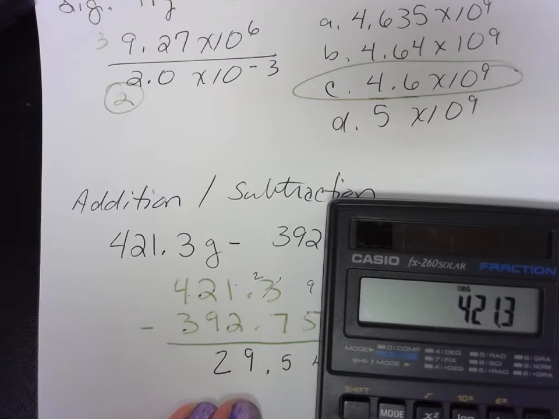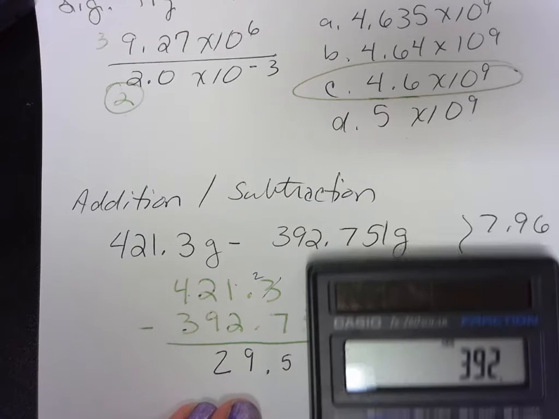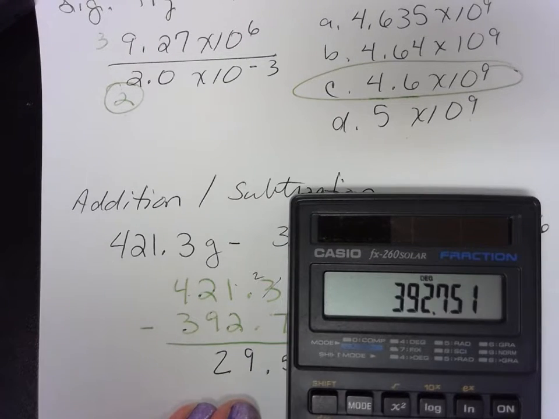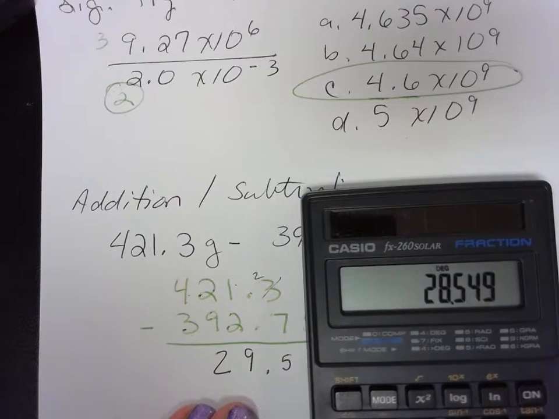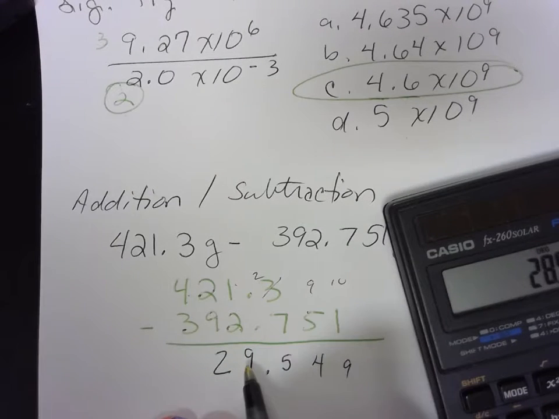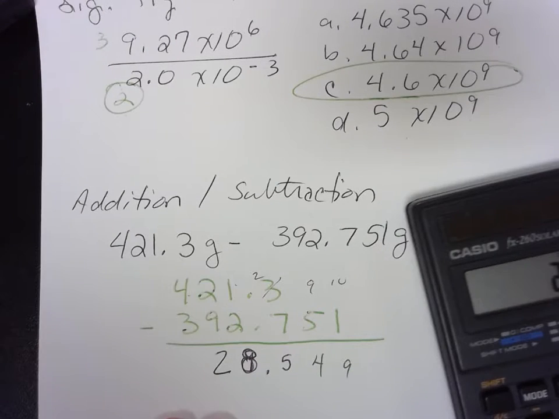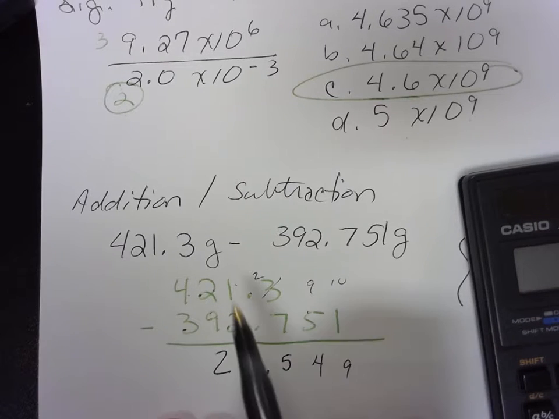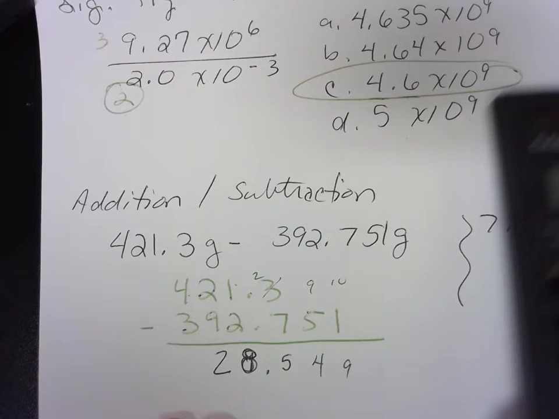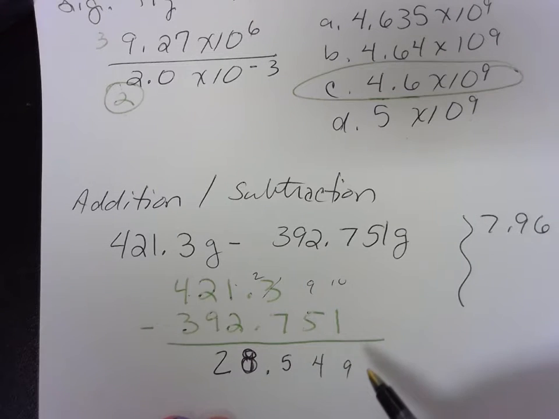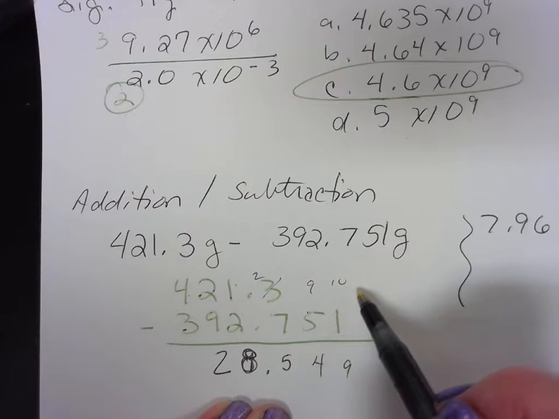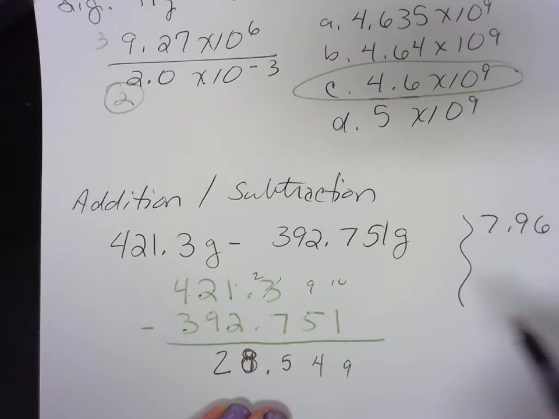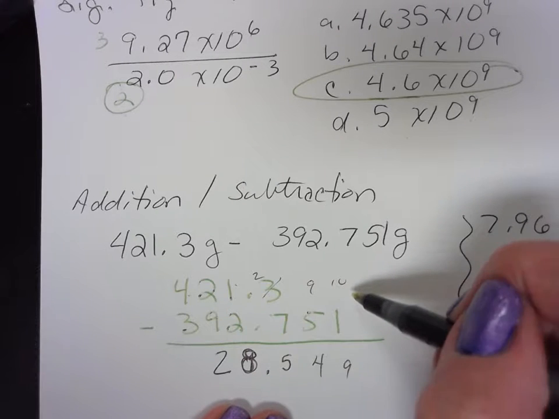Okay, so we have 421.3 minus 392.751. Okay. Whoops, looks like I got that wrong. 28.549. Yep. Alright. So it was a good thing I did it on my calculator. Okay. But here's the part where we deal with the significant figures.